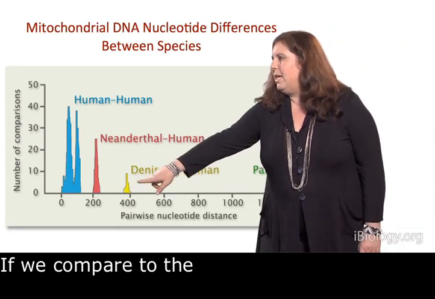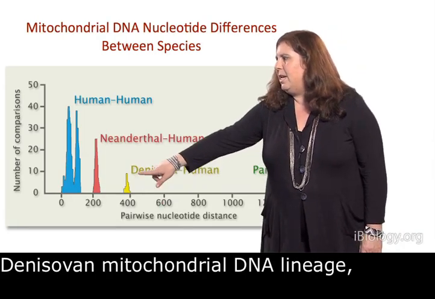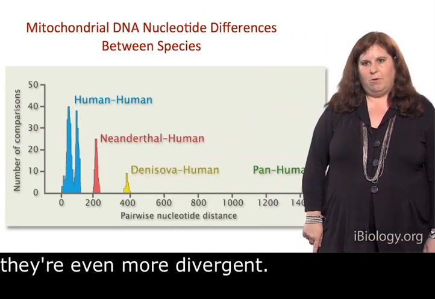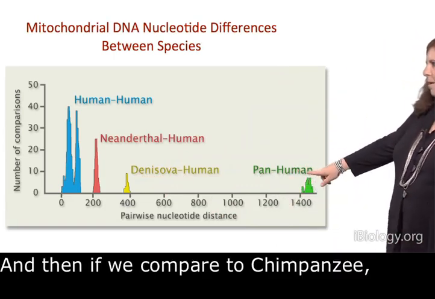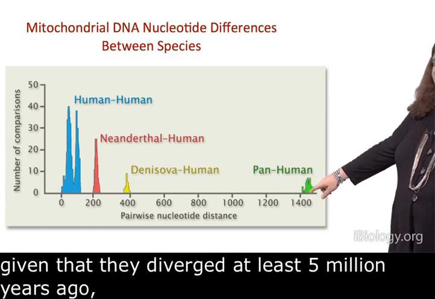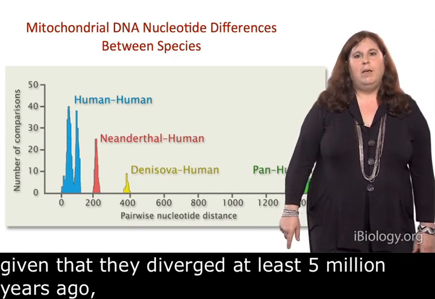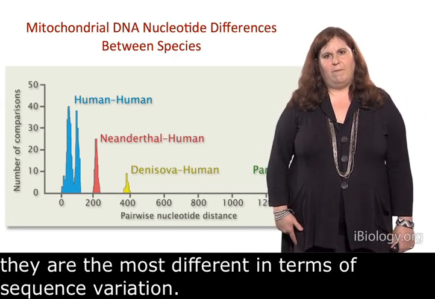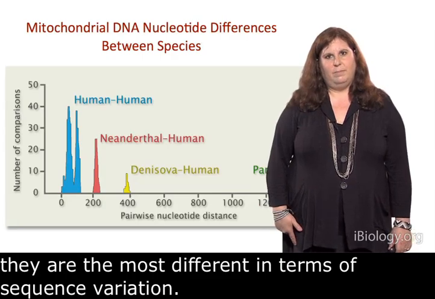If we compare to the Denisovan mitochondrial DNA lineage, they're even more divergent. And then if we compare to chimpanzee, of course, as expected, given that they diverged at least 5 million years ago, they are the most different in terms of sequence variation.